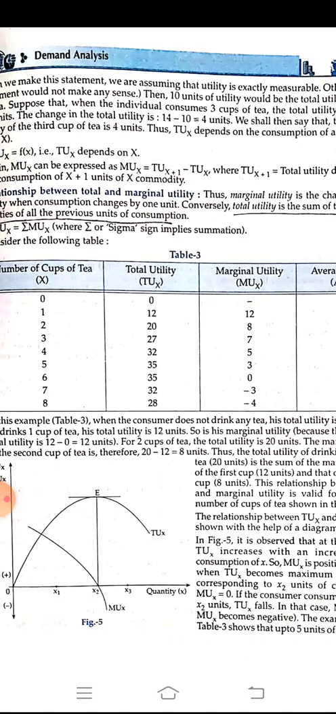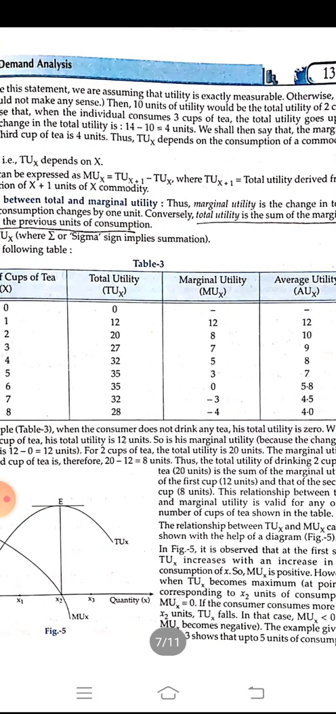So what is the average? The average for the second cup is 10. Why is it 10? Because total utility divided by the number of cups gives the average utility. And what is the marginal utility? We just subtract the total utility of the first cup consumed from that of the second cup consumed. Then we get the marginal utility.